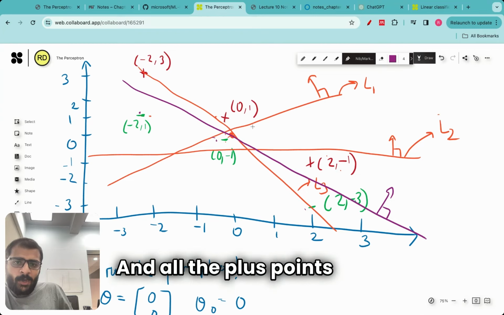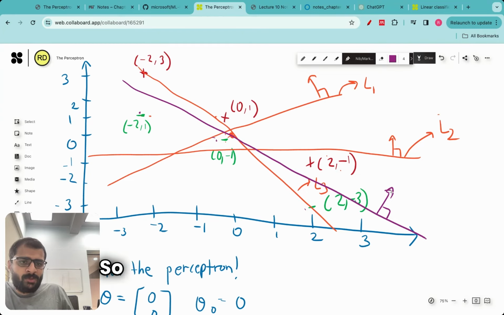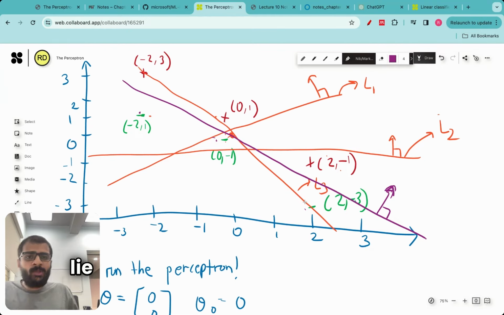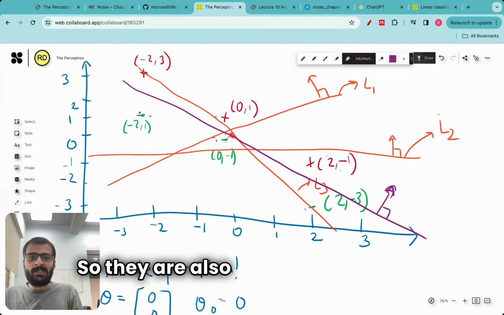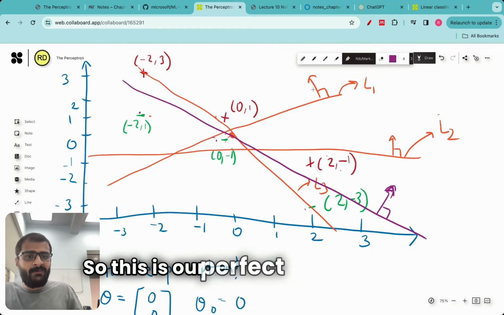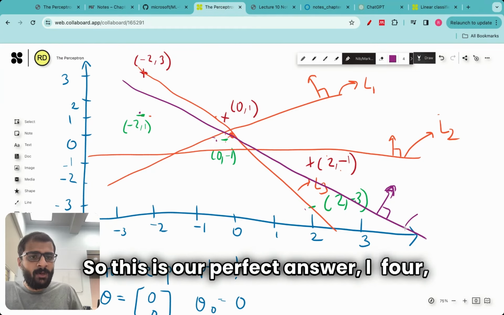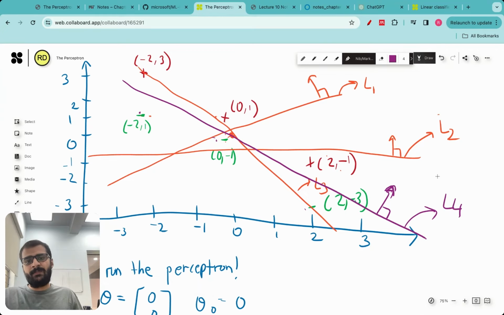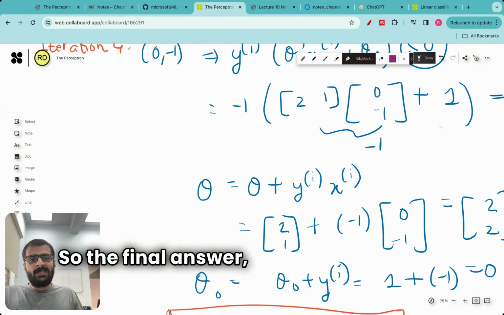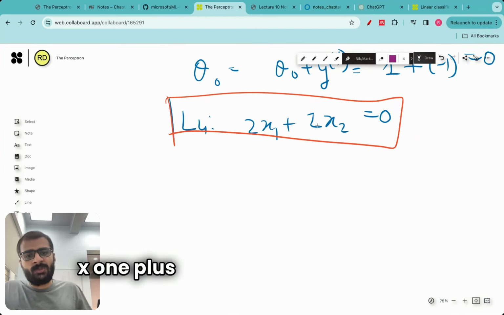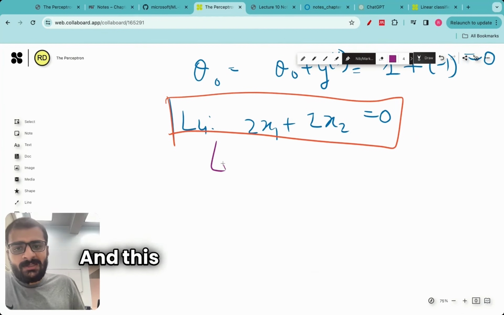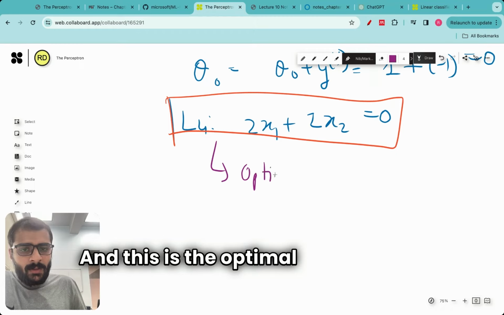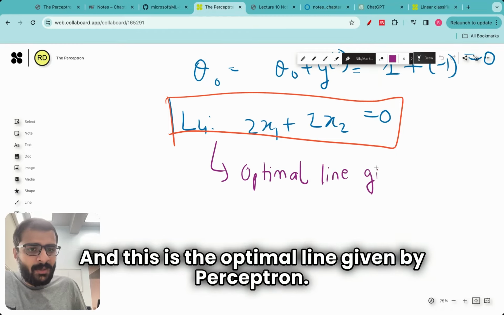And all the plus points lie on the positive side of the normal. So they are classified correctly. All the minus points which are in green lie on the negative side of the normal. So they are also classified correctly. So this is our perfect answer, L4, which the perceptron has finalized after 4 iterations. So the final answer which we get to is 2x1 plus 2x2 is equal to 0. And this is the optimal line given by perceptron.